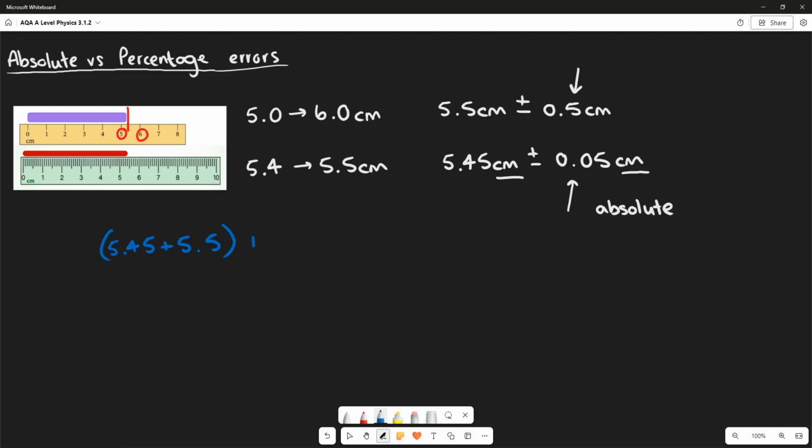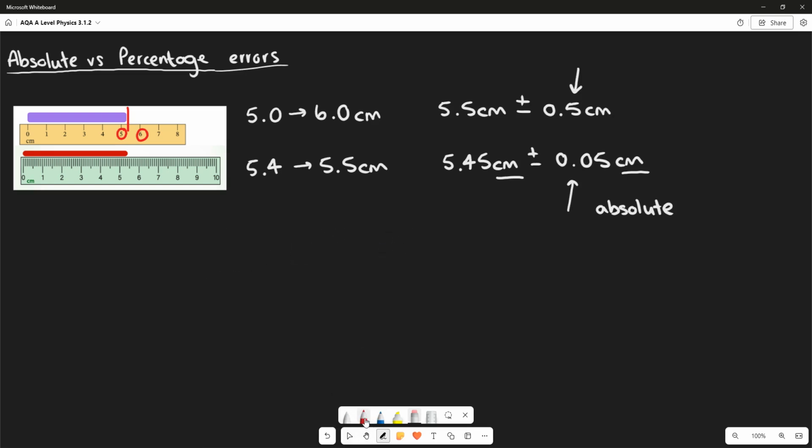And then we would need to add on the uncertainties because we are using absolute uncertainties. So we would add on the uncertainties that we have. Okay, so with absolute uncertainties, we add the uncertainties on.